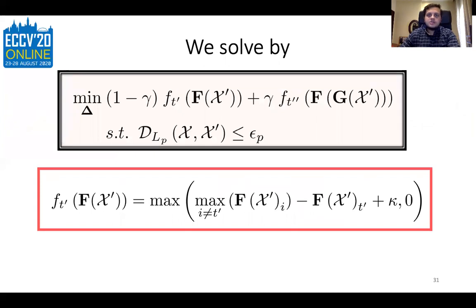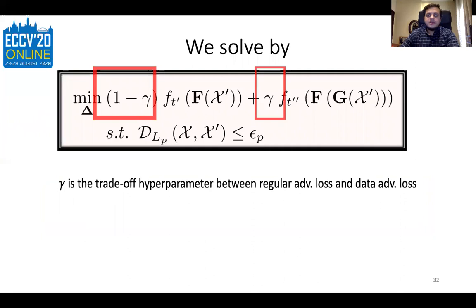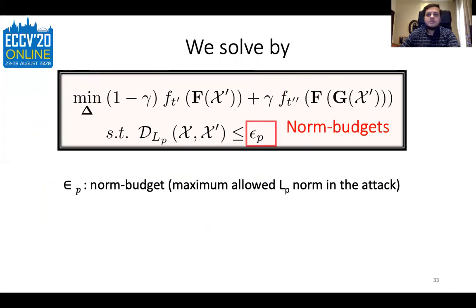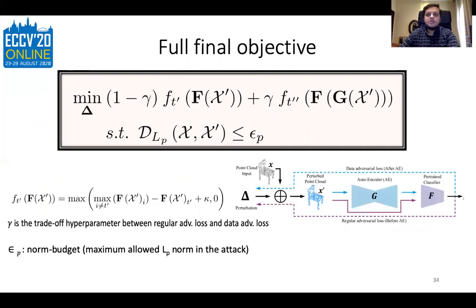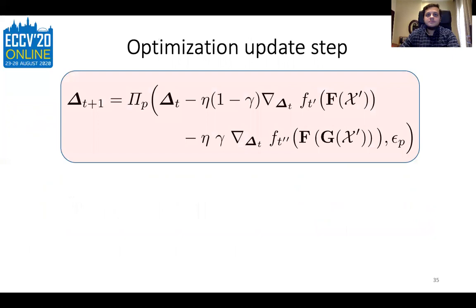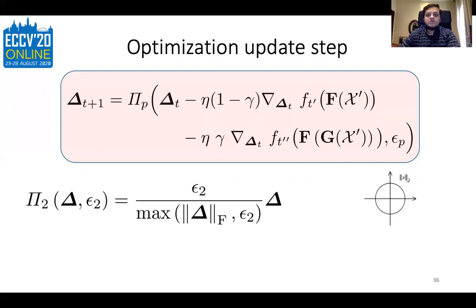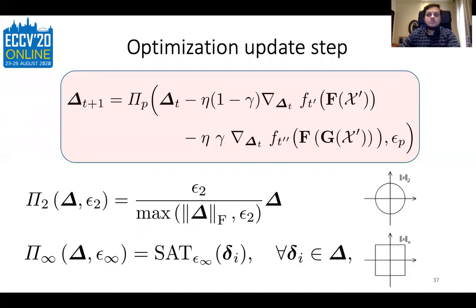This is the adversarial loss followed commonly in the literature. Gamma is a hyperparameter that trades off between the regular adversarial loss and the data adversarial loss. Epsilon P is the norm budget, which is the maximum allowed LP norm in the attack. Here is the full objective with the pipeline. The objective can be minimized iteratively with gradient-based methods. Here, we show the optimization update step for the perturbation variable with the projection function on the L2 sphere with some L2 norm budget epsilon 2, or with the projection function on the L infinity sphere with some L infinity norm budget epsilon infinity.